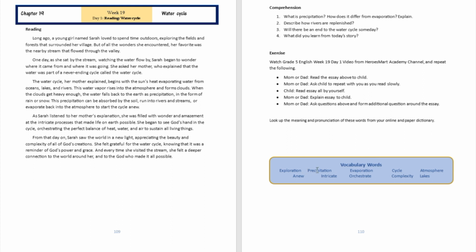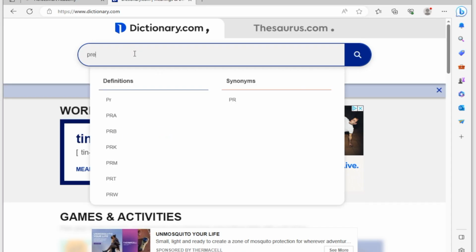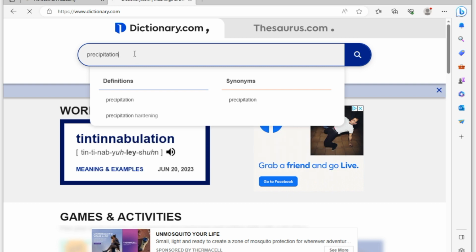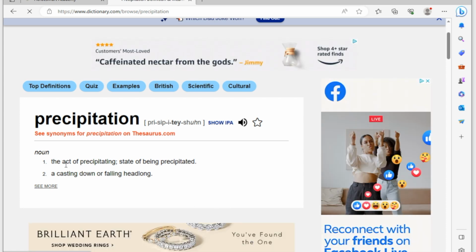For example, precipitation, evaporation, intricate, anew. Well, have you heard those kind of words before? All right, let's try precipitation. You type it in right here into dictionary.com, and then what does it mean? It means the act of precipitating, or the state of being precipitated. Well, what does that really mean? A casting down or falling headlong. Well, that gives you the clue, something falling down, which in this case is going to be water falling from the sky, from the clouds, cloud becoming water all over again.